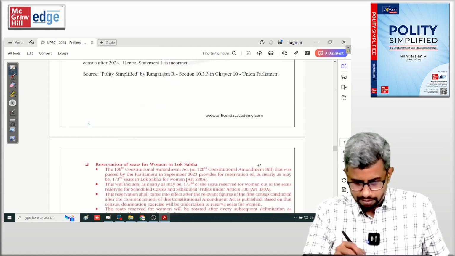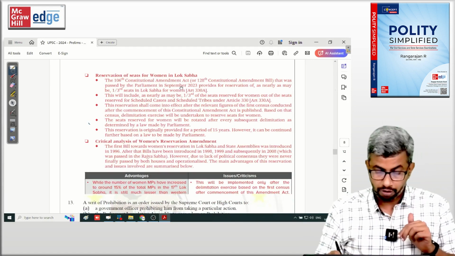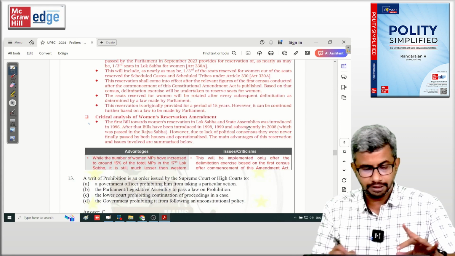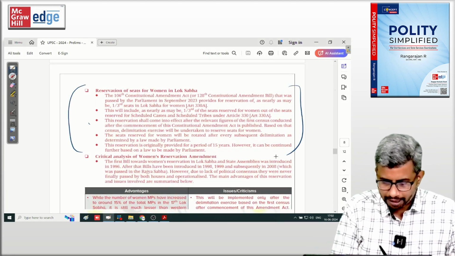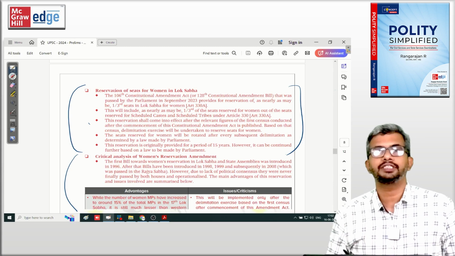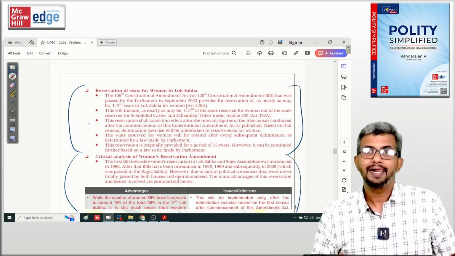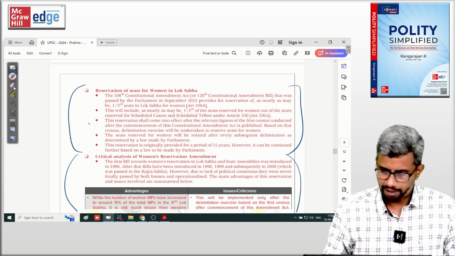And the reservation of seats in the Lok Sabha, this is how it reflects in my Polity Simplified book. And guys, it is not just about the static content which is important for the prelims. But what is the critical analysis of the Women's Reservation Amendment? It flows, and just for a snapshot, I put it here. Even the analysis is there as part of Polity Simplified, right?